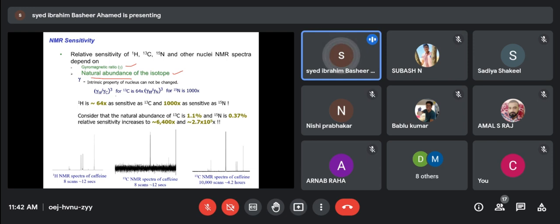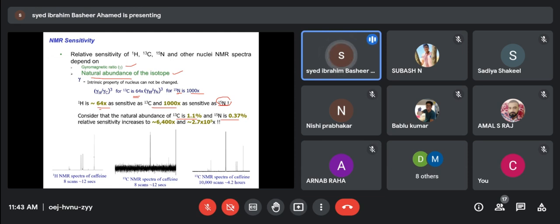Okay, so the gyromagnetic ratio for C13 is 64 times lower, whereas for N15 it is about 1,000 times lower. In other words, a proton is 64 times as sensitive as C13, and a proton is 1,000 times as sensitive as N15. Now consider the natural abundance: C13 is only 1.1%, and N15 is 0.37 percent, whereas proton is huge.